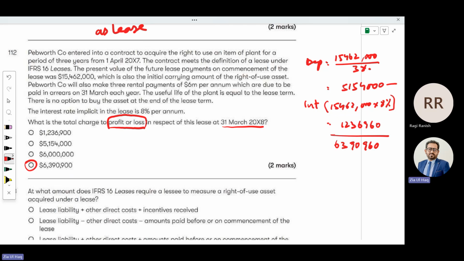Why do we need to find the profit and loss? Depreciation will be charged in profit and loss account as well. Extract of profit and loss. What will be the total charge to profit and loss? Depreciation plus interest. Though we need to deduct the cumulative depreciation from right of use, we need to record depreciation in profit and loss as well. He's not asking about interest only. That's why option A is incorrect.